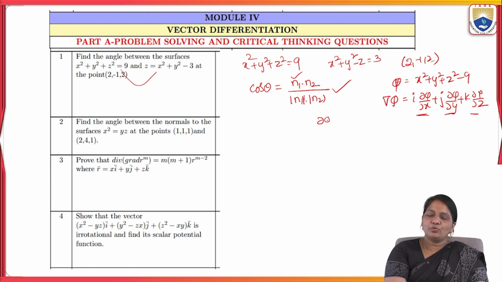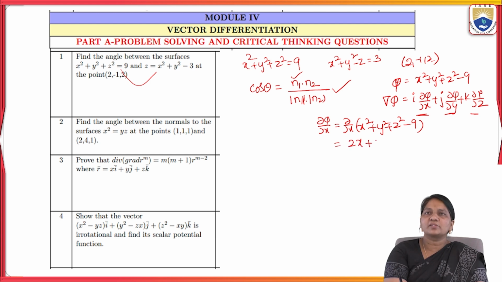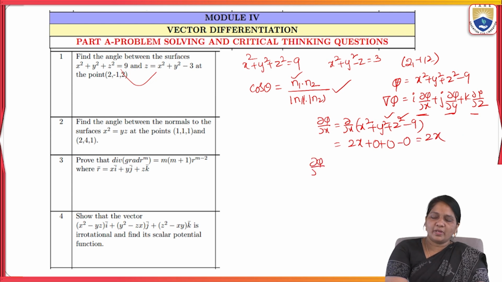So first of all, ∂φ/∂x. So ∂/∂x of, what is the φ value here? That is x² + y² + z² − 9. So here the derivative of x² is 2x. y² is 0, z² is 0 because these are constants, and this one is also a constant. So the first one is 2x.